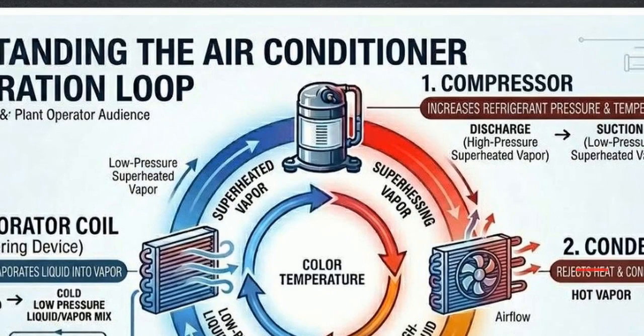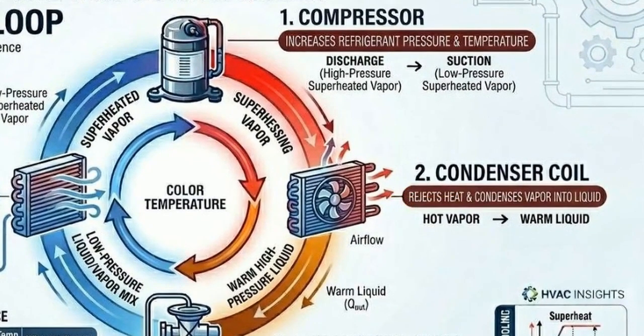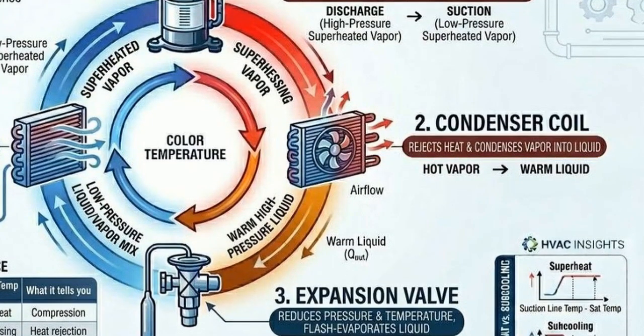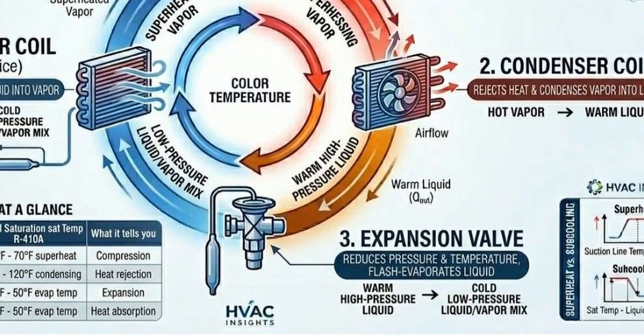This hot vapor travels into the condenser coil, where it releases its heat to the outside air. Losing that heat causes the refrigerant to undergo a phase change, condensing into a high-pressure liquid. The high-pressure liquid then travels down the line and hits the expansion valve, also known as the metering device. This valve forces an abrupt drop in both pressure and temperature.